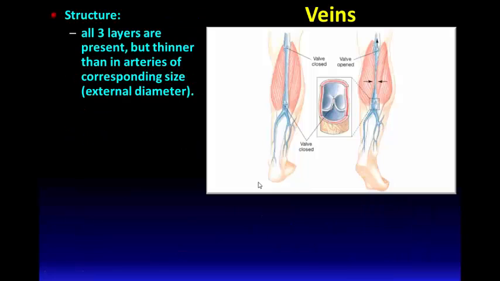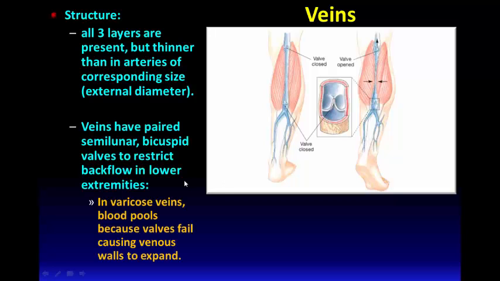Structurally, veins have all the three layers in their walls: the tunica intima, the tunica media, and the tunica adventitia. But the layers are thinner than in arteries of corresponding size if we consider the external diameter of the arteries and the veins.